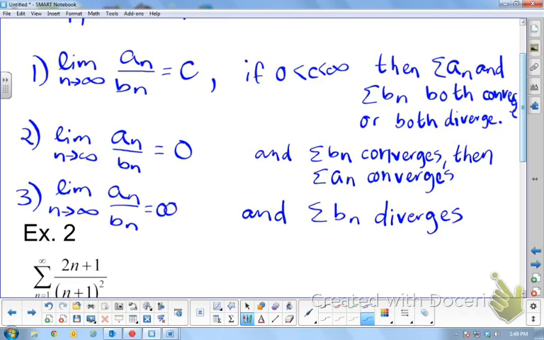Okay, so if we equal infinity and b sub n diverges, then a sub n diverges.